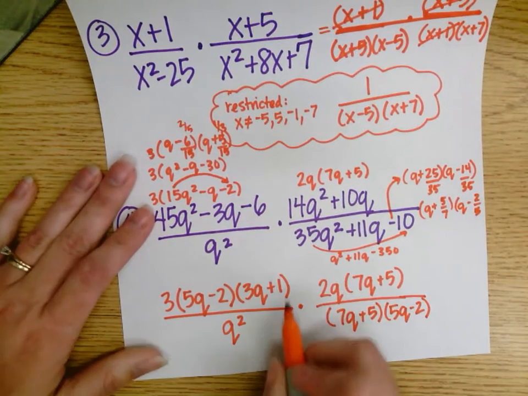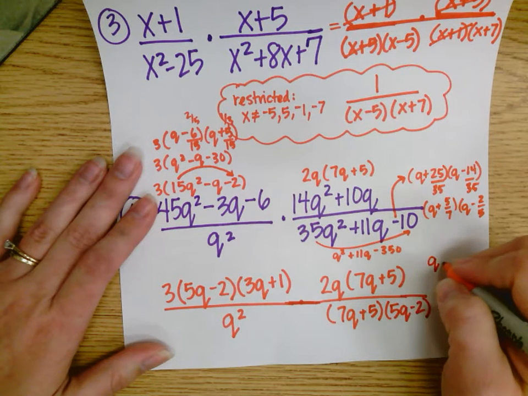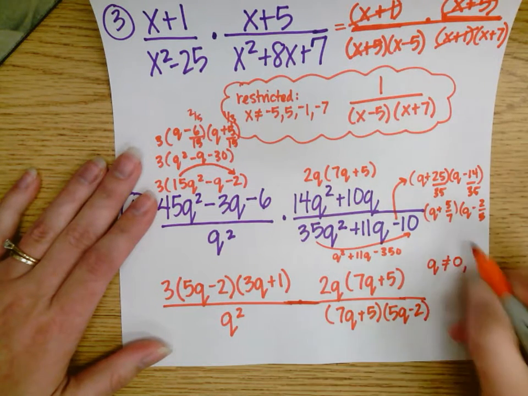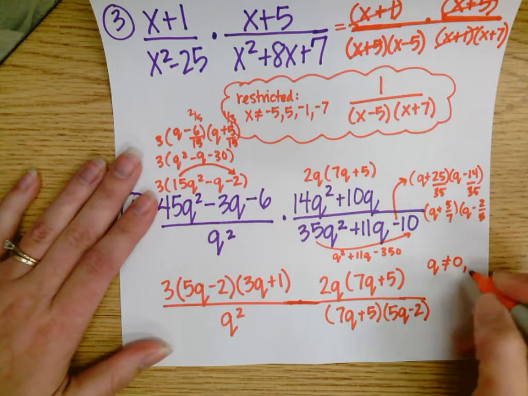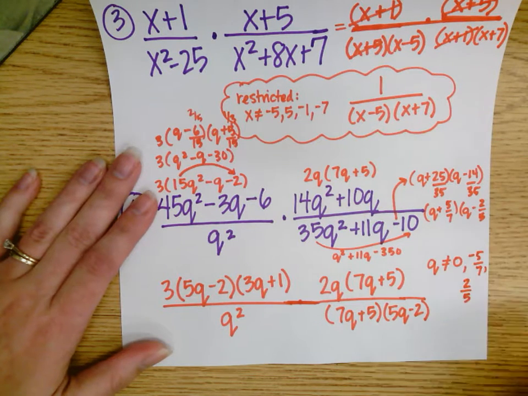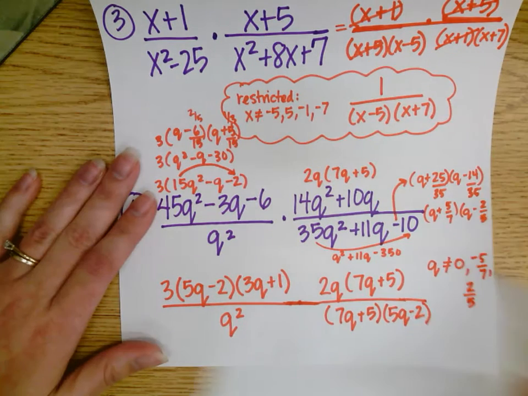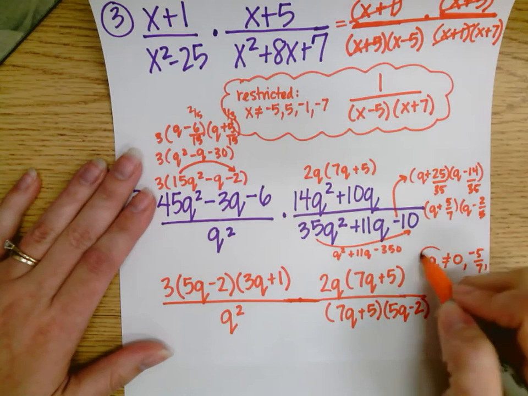I'm going to connect these. I'm going to state my restrictions. Q is not allowed to be 0, of course. If you look back here, q is not allowed to be negative 5/7, and q is not allowed to be positive 2/5. Alright, I'm running out of room. Let's see if I can get another sheet of paper here. Sometimes it happens, ladies and gentlemen. Alright, so there's our restrictions.